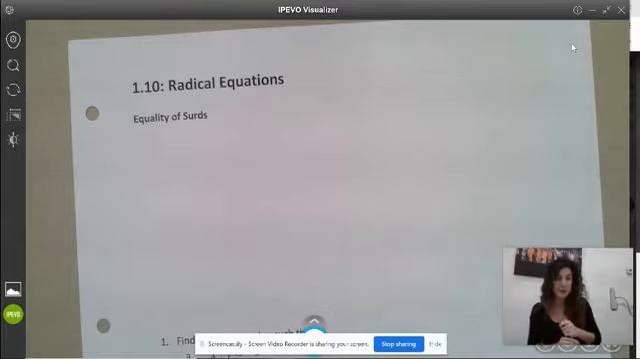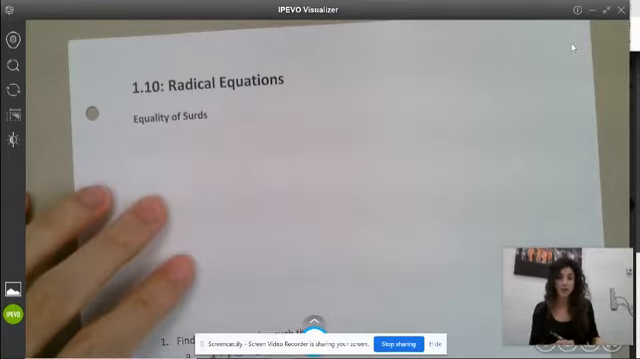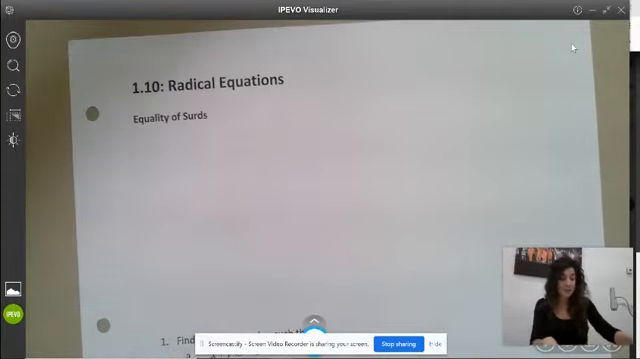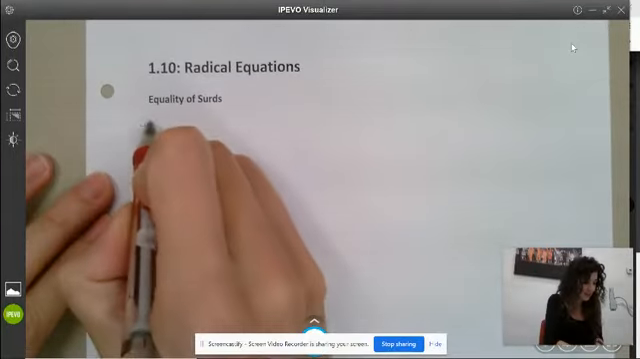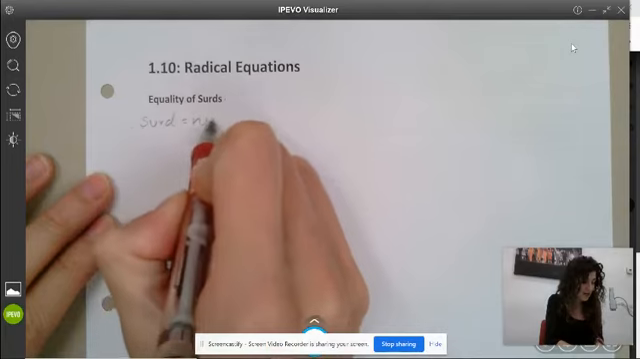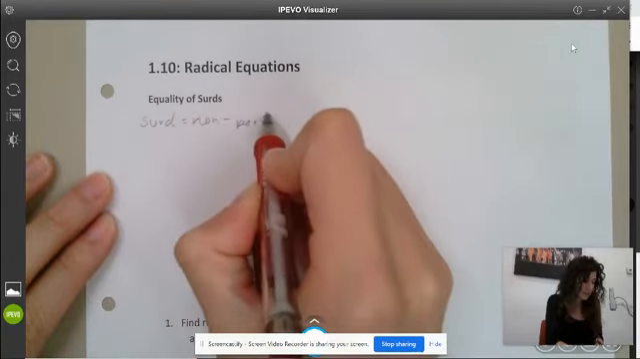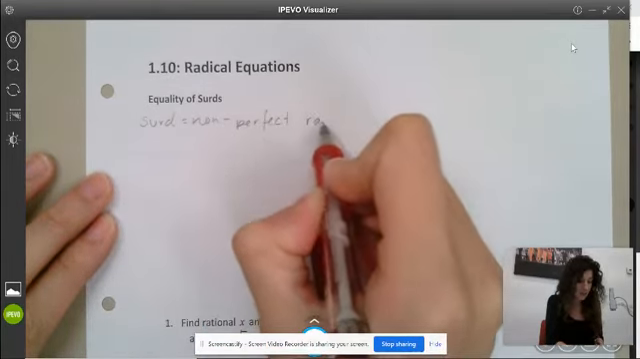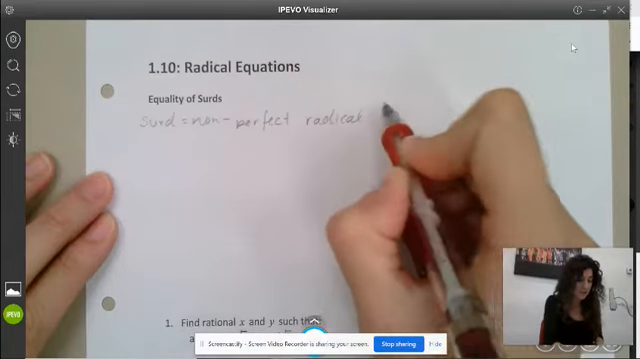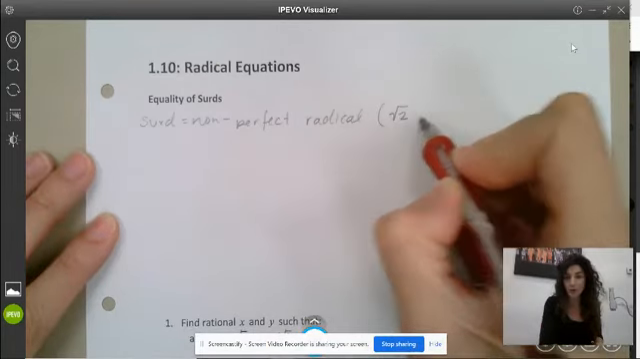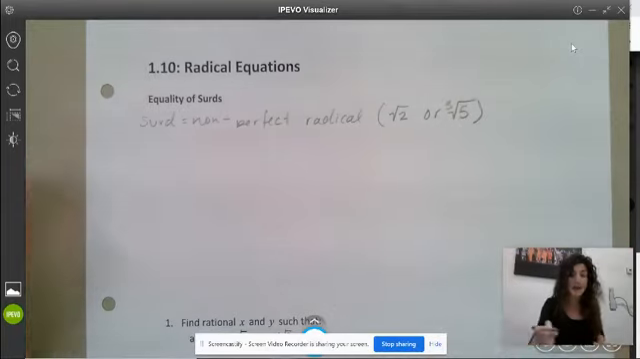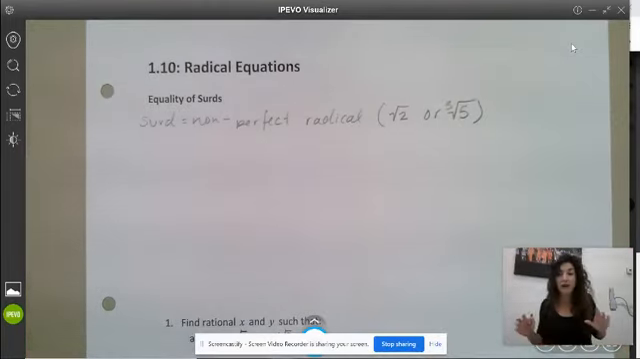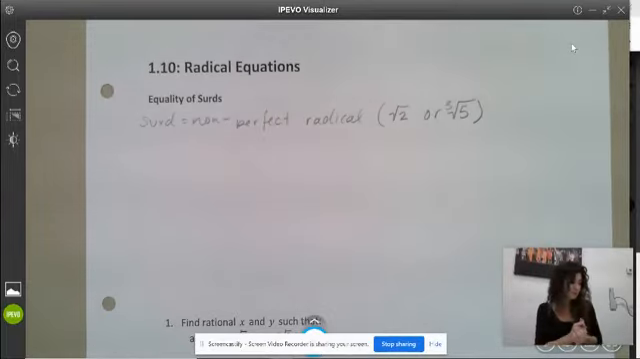All right, so we have something called an equality of surds. And what is a surd? That is a great question. A surd is a non-perfect radical. So an example would be the square root of 2 or the cube root of 5. It doesn't have to be a square root, right? It's any radical that is not a perfect power of that radical.